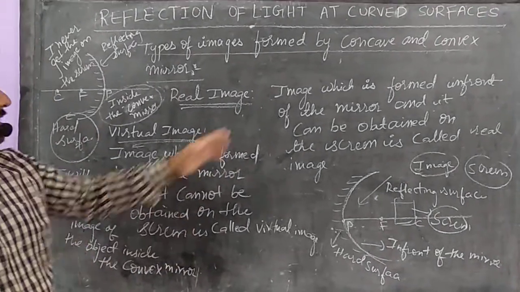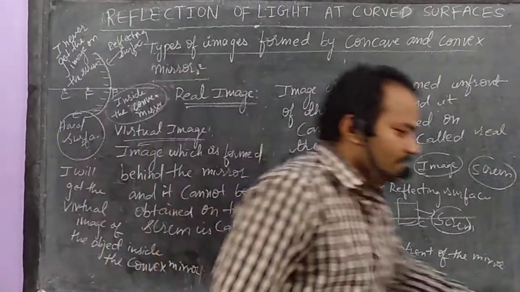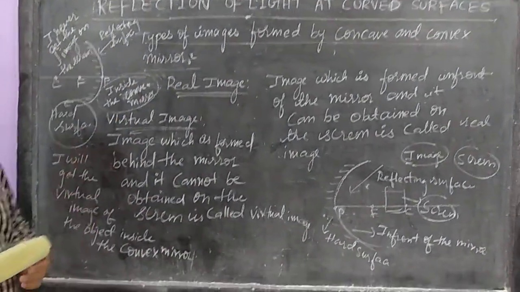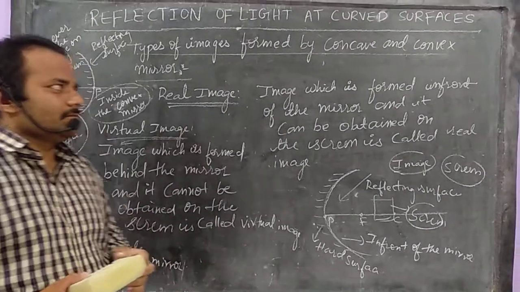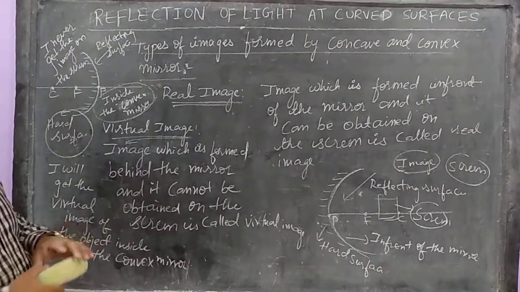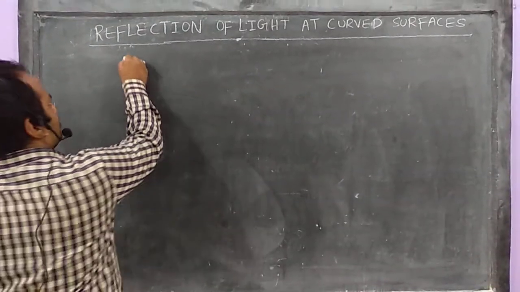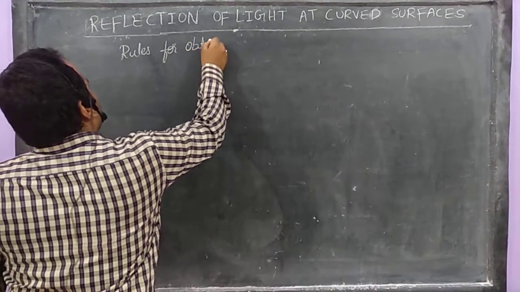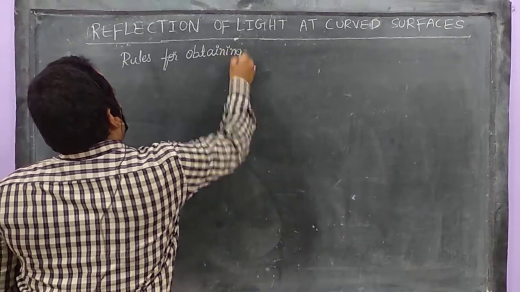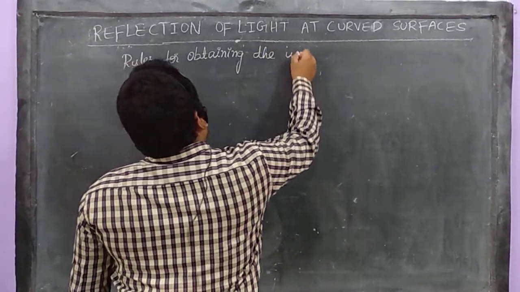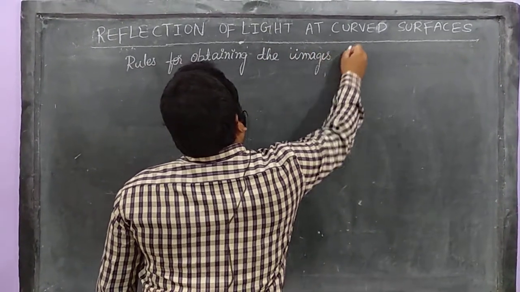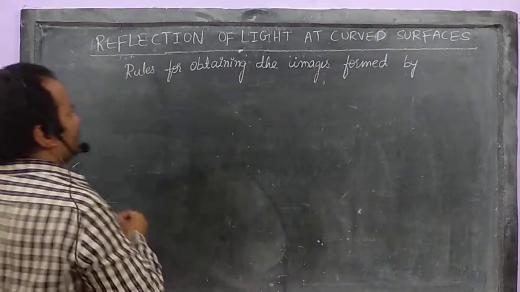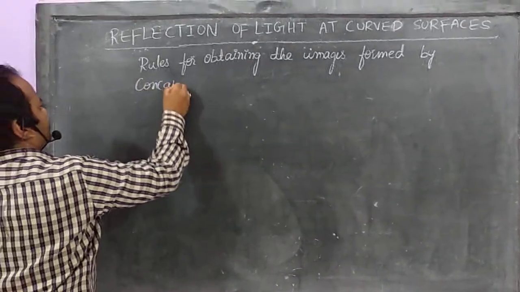Okay, after knowing the two types of images, concave and convex, we will go for the next topic. What are the rules for concave mirror and what are the ray diagrams? Let us discuss now. Rules for obtaining the images formed by concave mirror. Let us go with concave mirror.